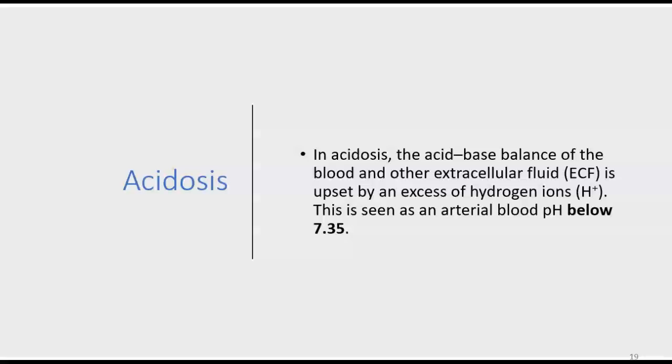So you've got to remember again that hydrogen ions and pH are inversely related, they're opposites. So when one goes up, the other goes down. In this case, excess hydrogen ions, an increase in hydrogen ions, causes a decrease in blood pH, and the normal being 7.35 to 7.45, so we would see a pH below 7.35.